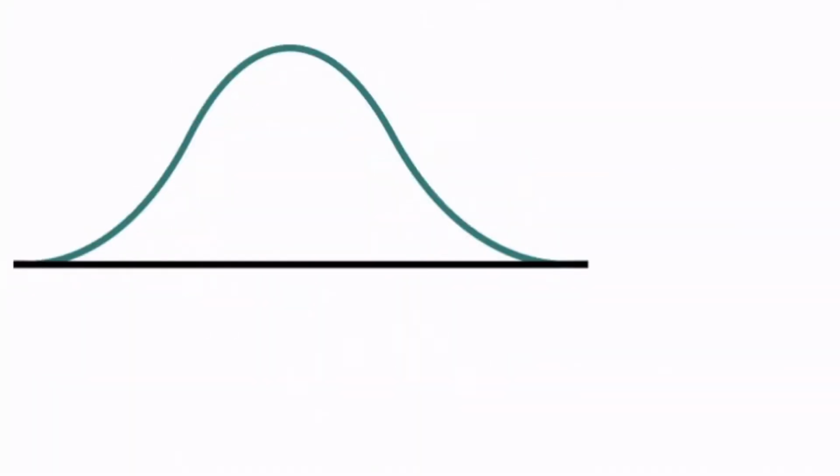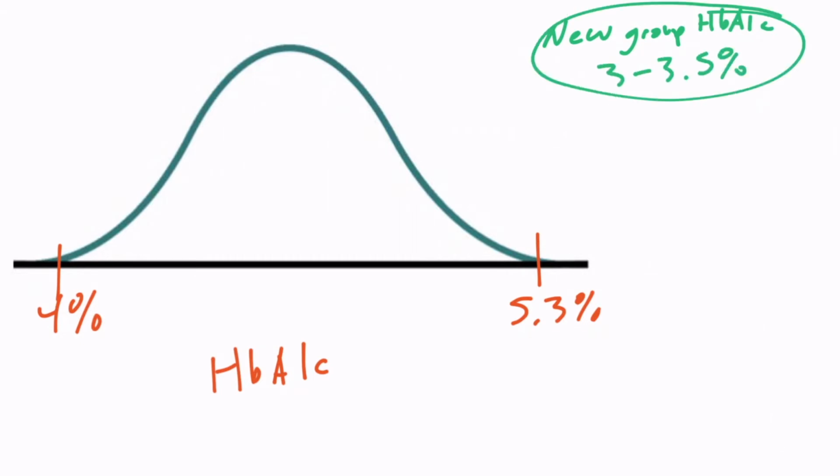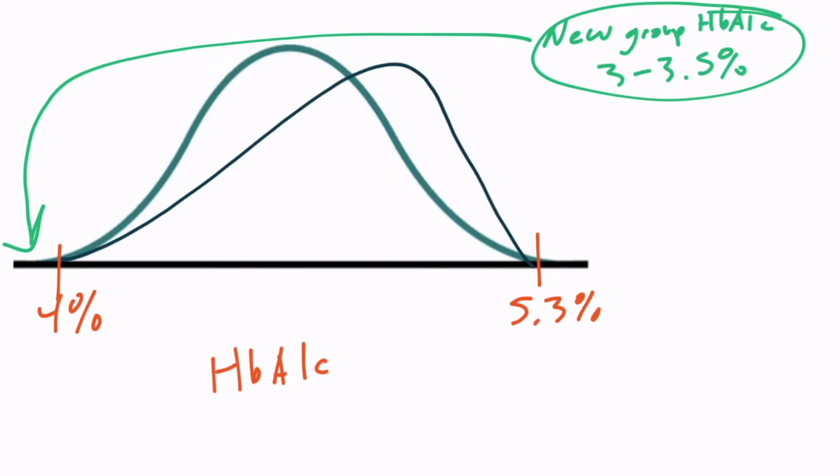Let's again picture the bell curve with HbA1c levels along the bottom. We are told that the population that attends this clinic have HbA1c levels ranging from 4% to 5.3%. However, we are told that there is a big number of new patients that come in with HbA1c levels ranging between 3% and 3.5%. So this data would be added to this left side of the graph. So our graph actually looks something like this. So this describes a negative skew.